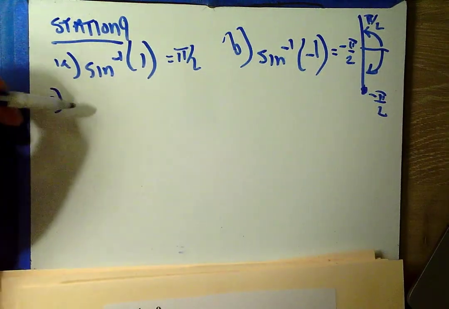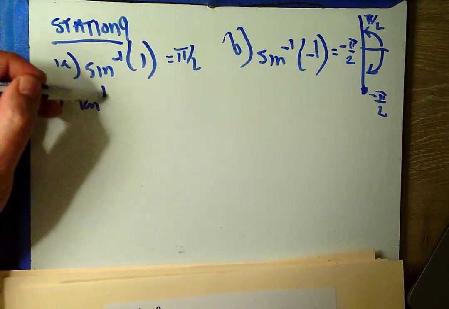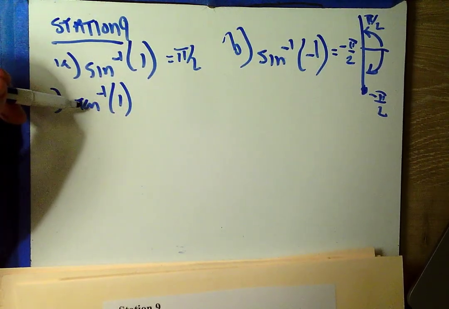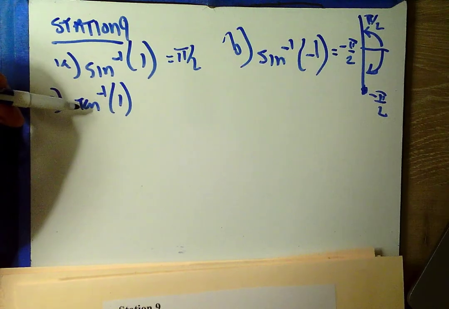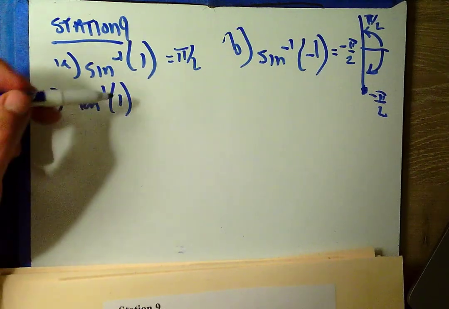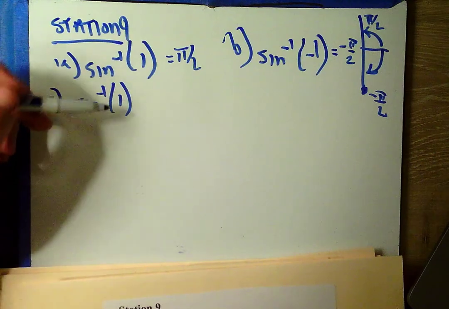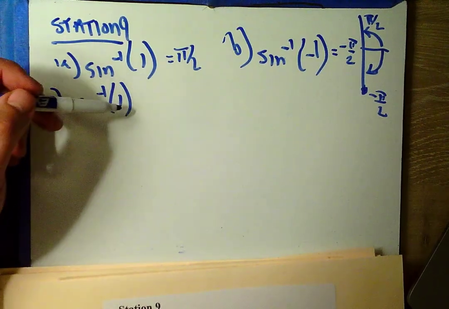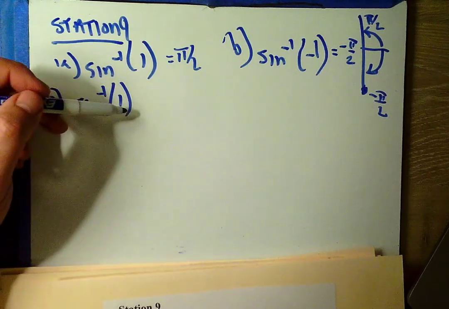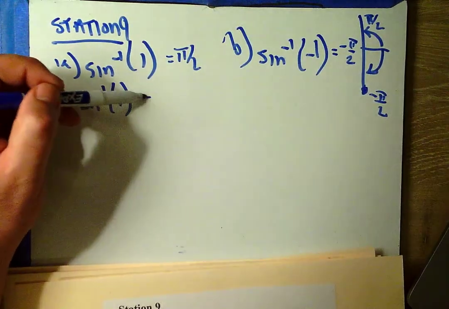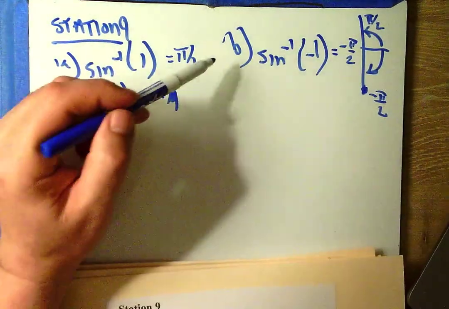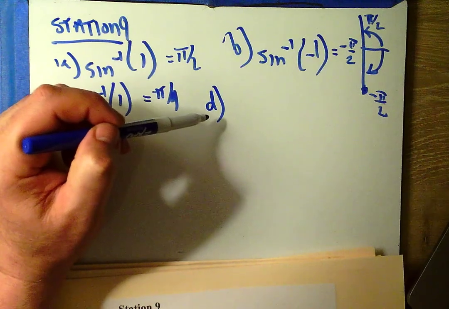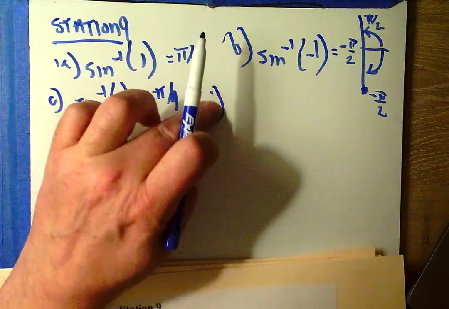Okay, C. We've got tangent inverse of 1. What angle within the restriction of inverse tangent, remember that's also negative pi over 2 to pi over 2, has a tangent value of 1? Well, in order for a tangent to be 1, the sine value and the cosine value, or the y value and the x value, have to be the same. And that happens at pi over 4. D says, oh, that was D. I'm sorry, that was D.